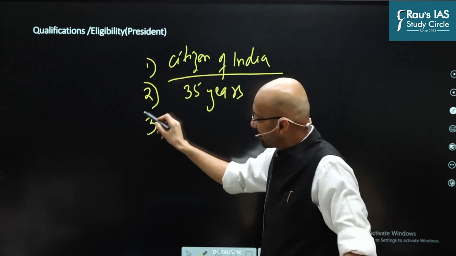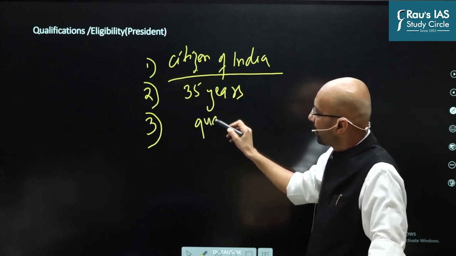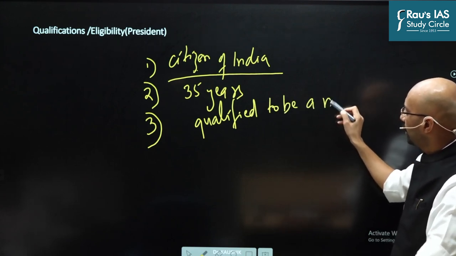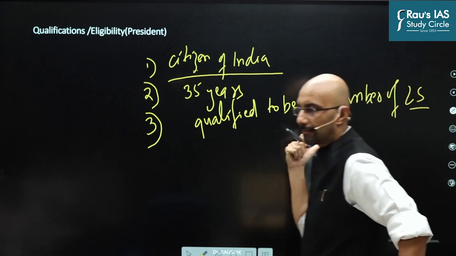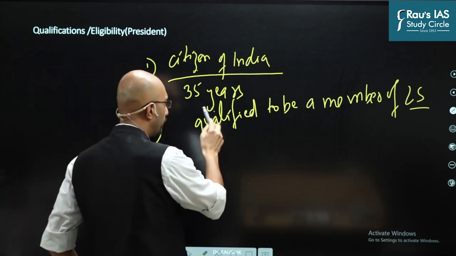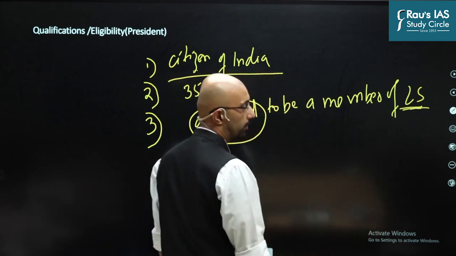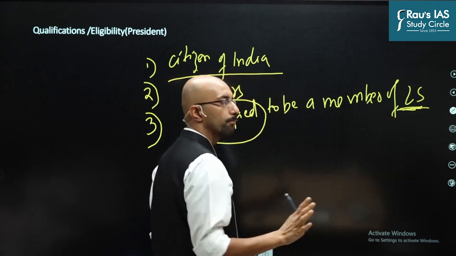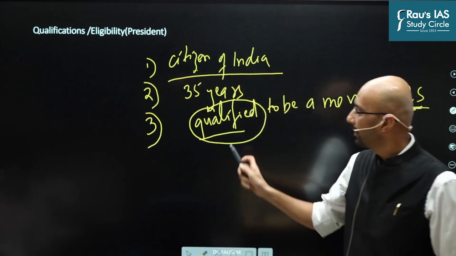And third is that to contest elections, you should be someone who is qualified to become member of Lok Sabha. Qualified to be a member of Lok Sabha. Does it mean that you must be a member of Lok Sabha? No. It only means that you must have qualifications to become member of Lok Sabha. So whatever qualifications are given in our constitution for the membership of Lok Sabha or parliament or any other law made by the parliament, this person must have those qualifications also. It does not mean that he must be an MP.